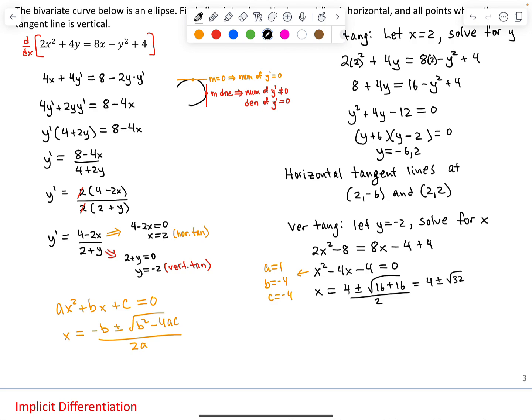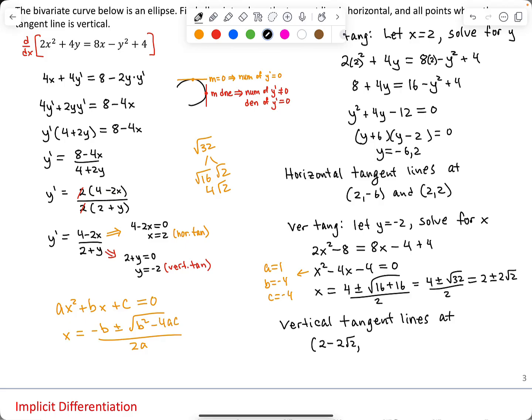This is radical 32. Square root of 32 can be simplified because 32 is 16 times 2. So we can write this as 4 square roots of 2, and then divide all the terms by 2. So in the end, we have 2 plus or minus 2 rad 2. So we have vertical tangent lines at one point, x equals 2 minus 2 rad 2, comma, and the y coordinate is minus 2. And the other one is at 2 plus 2 rad 2, comma, negative 2.